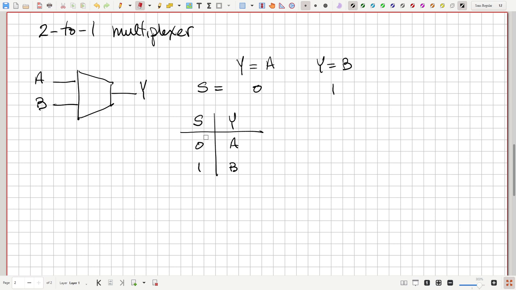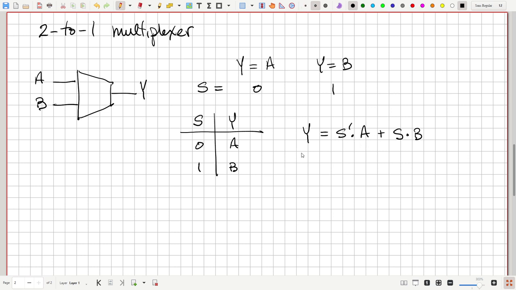Okay, so how would we represent this? Well, we could say Y equals not S and A, right? Now, why would that be true? Because if S is 0, then not S is 1, and 1 and A is equal to A. Okay, but what about the B signal? Well, we could put that in by putting OR S and B. Now, if S is equal to 1, then this is 1 and B, which is equal to B. But the first term is not 1, which is 0, and 0 and A is 0, right?